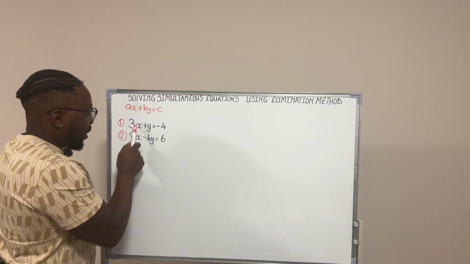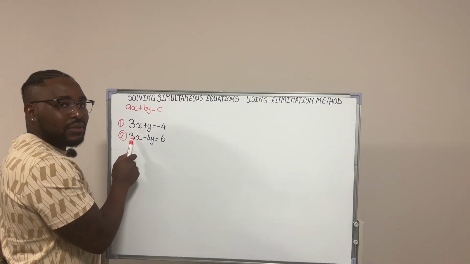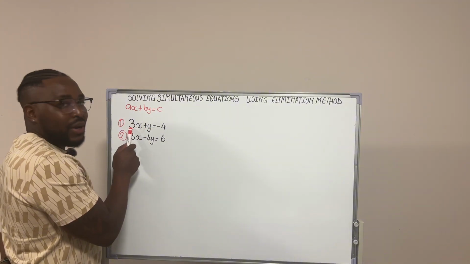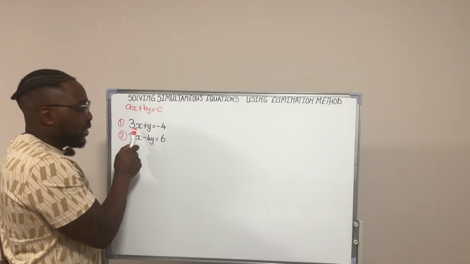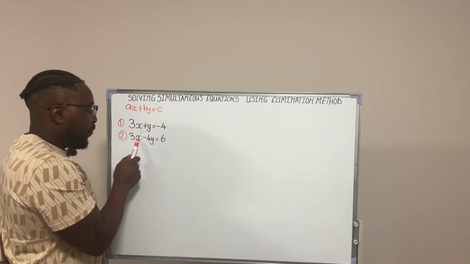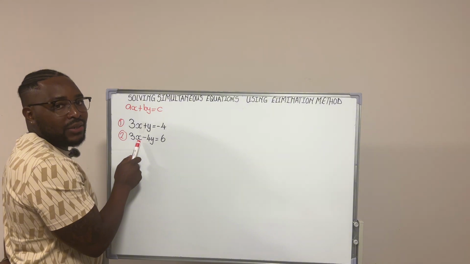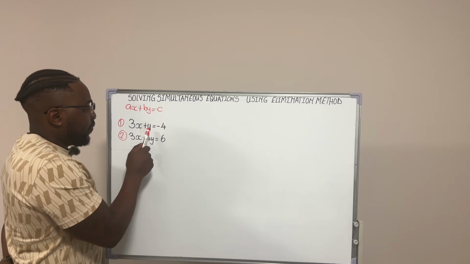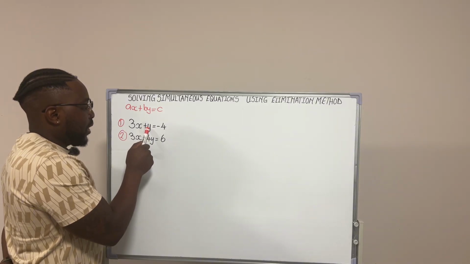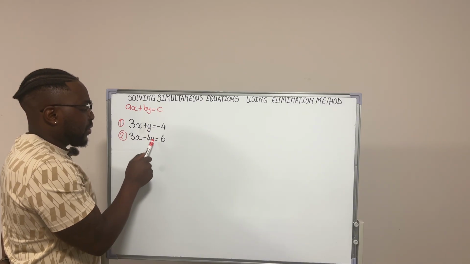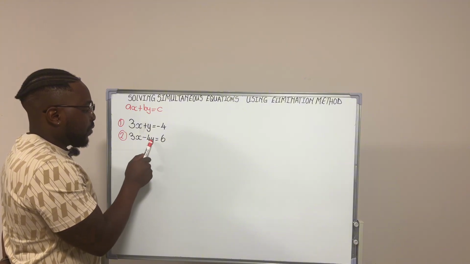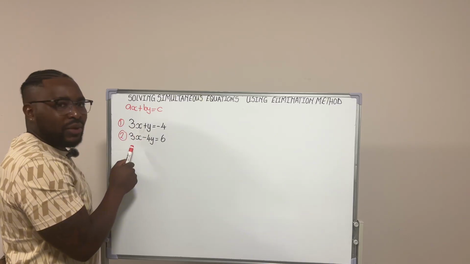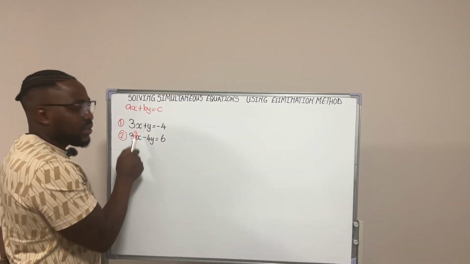Let's look at our x variable and at its coefficient. In our first equation, the coefficient of our x variable is 3, and in our second equation, the coefficient of our x variable is also 3. But if we look at our y variable, the coefficient in our first equation is positive 1, and the coefficient in our second equation is negative 4. So which one would be easier for us to eliminate? It's definitely going to be the x variable.